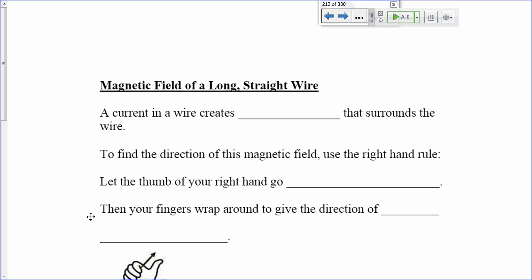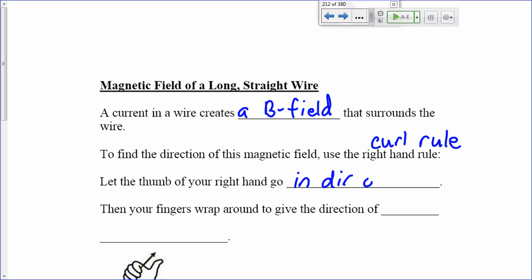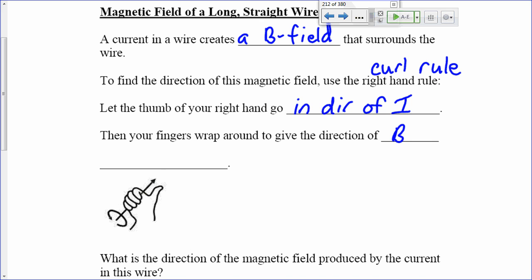Okay, have one more application of the right-hand rule, and it's called the curl rule in this case. The idea being that a current in a wire creates a magnetic field that surrounds the wire. This was discovered back in the 1700s by a number of folks. To find the direction of this magnetic field, we use the right-hand rule. In particular, this is called the curl rule. We let the thumb of your right hand go in the direction of the current, and then your fingers wrap around to get the direction of the magnetic field.